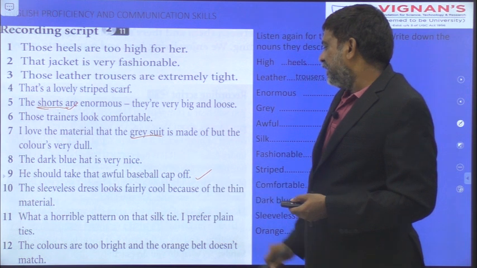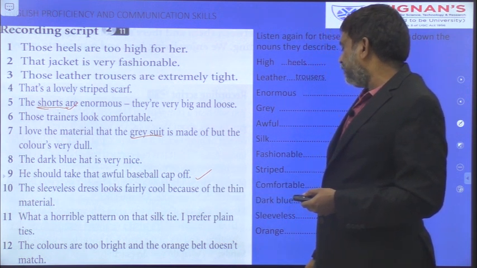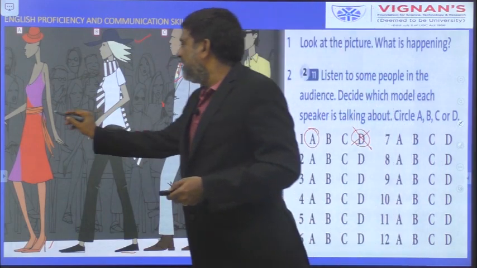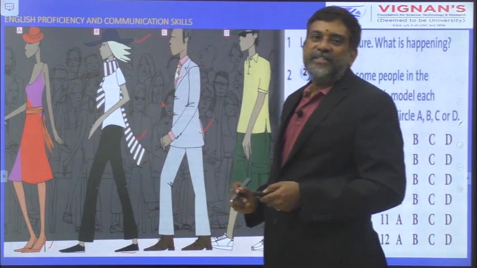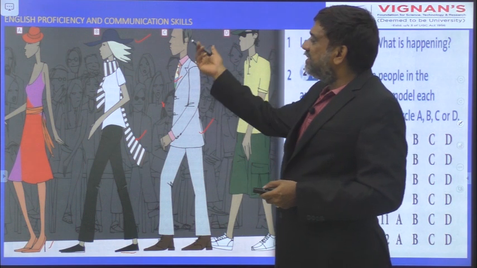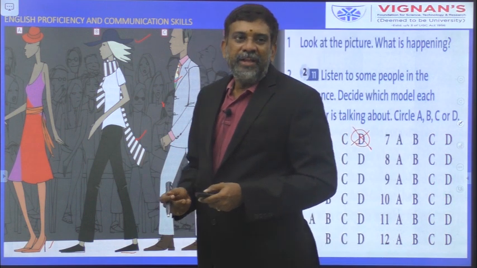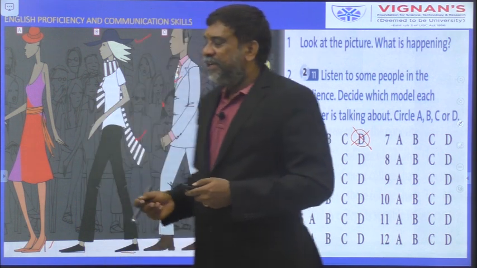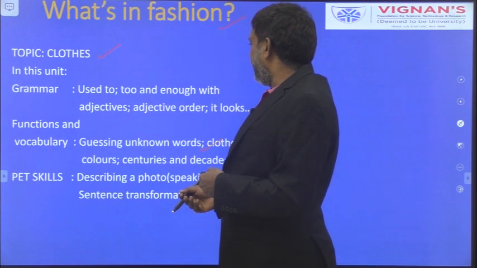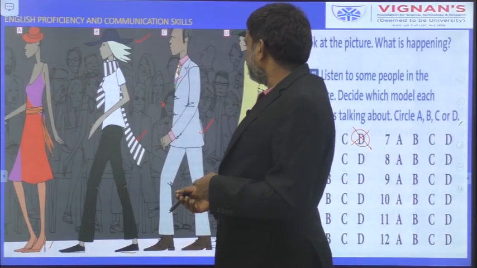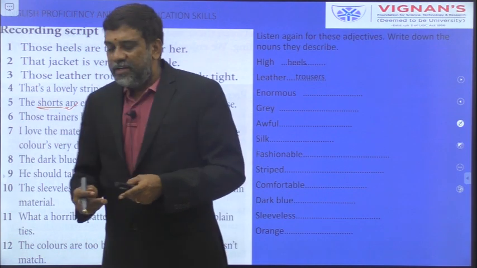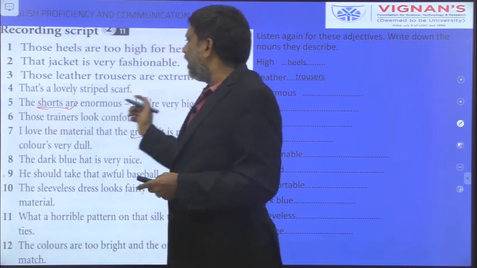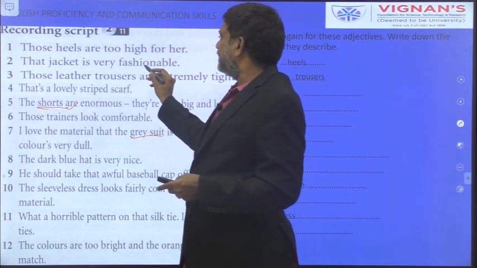The next one, the colors are too bright and the orange belt doesn't match. So here this girl has an orange belt. It doesn't match with her dress. So these are the different comments that we have here. And what we have to see in this exercise is, okay, now could we identify both the nouns and adjectives?